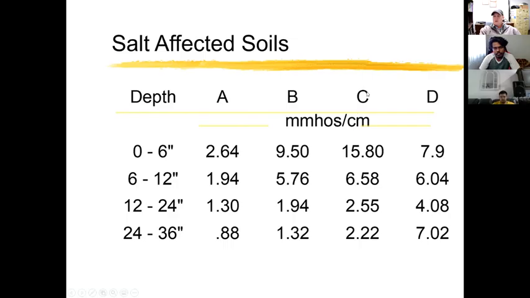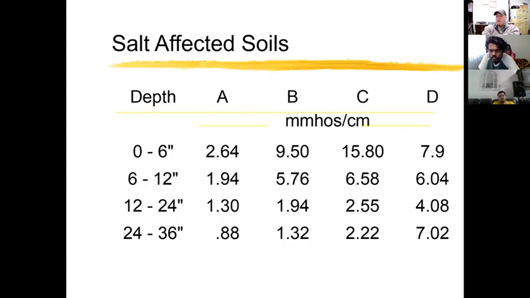Freddie, you're going to do soil C. What can you surmise from this soil? That said saline. Okay, the whole thing? No, just the top part. Yeah, so the top 6 inches at a 15.8, that's definitely saline. And then the 6 to 12 at 6.58, yeah, definitely saline. And then after that, we're back into the normal range, right?